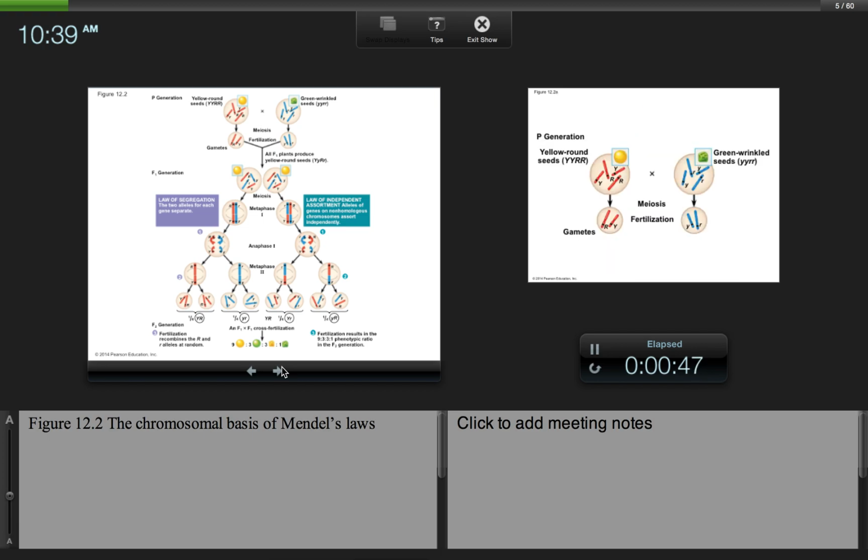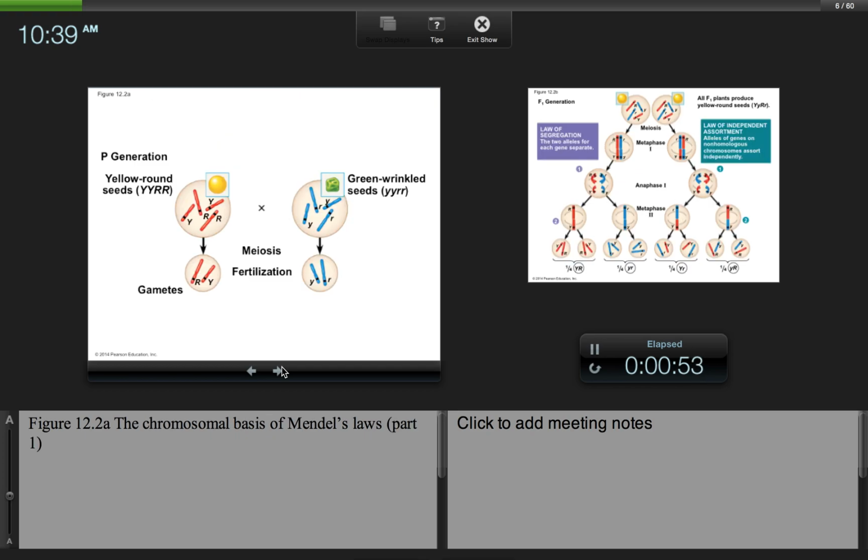So here we're looking at the chromosomes that are undergoing meiosis. Okay, so here we have our P generation. So this is the parental generation. So here we have yellow round seeds, and here we have green wrinkled seeds. And then after meiosis, meiosis halves the chromosome numbers. So here we see haploid cells with one of each type of chromosome in them.